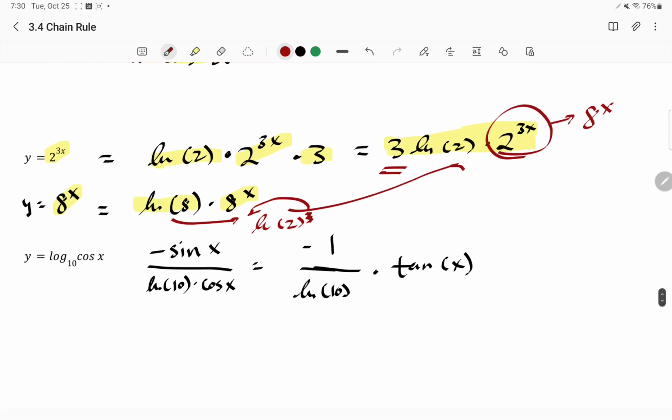And then the last one here, it would be 1 over the natural log of your base times your inside function, times the derivative of your inside, which is cosine, and that's where this negative sign came from. And what I did is I just realized that, hey, I had sine over cosine, which is tangent, and so I simplified that as tangent, so you're left with negative 1 over natural log of 10 times tangent. Or you can rewrite that as negative tangent over natural log of 10 as well.